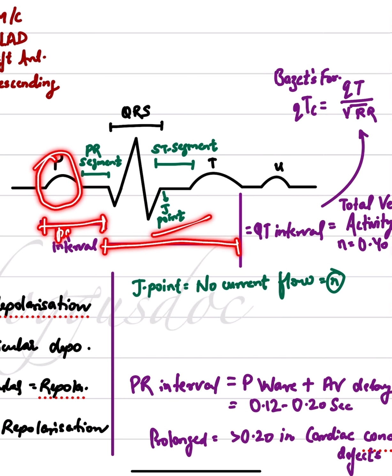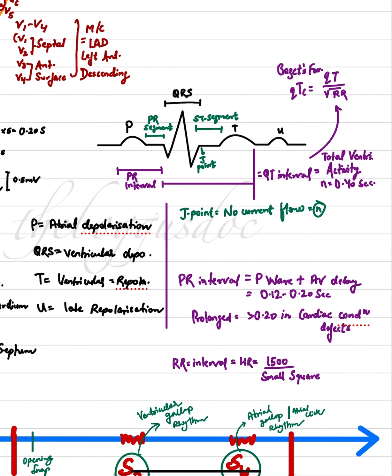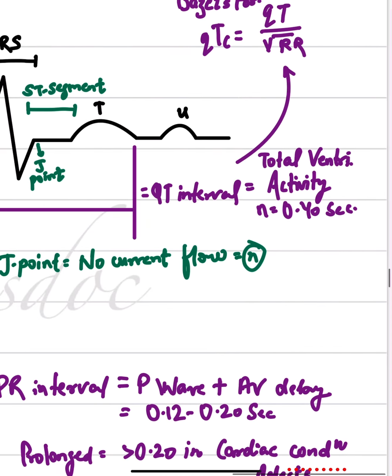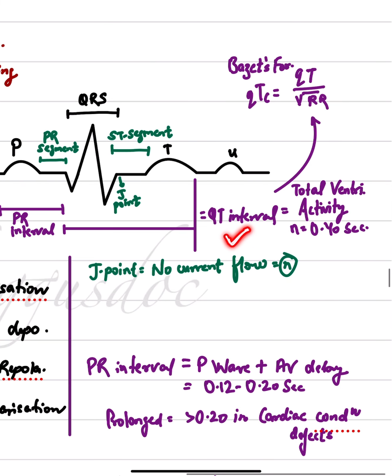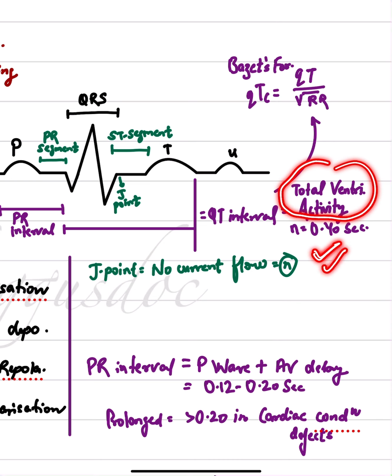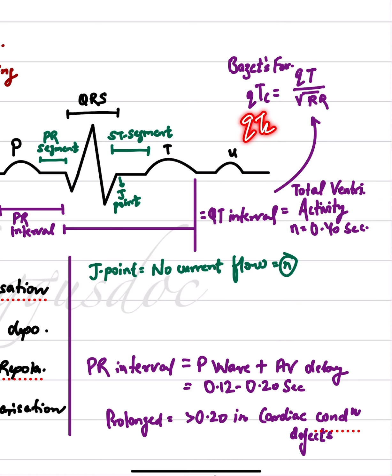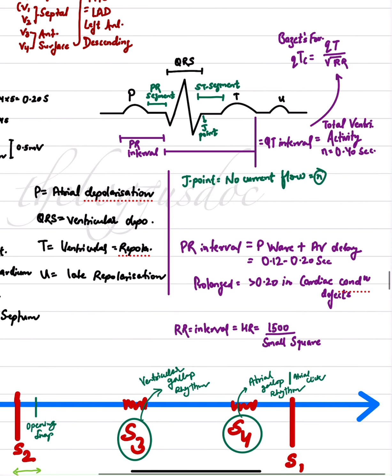In the PR interval, we will see the P wave. In the QT interval, we will see the QRS and the T wave. The QT interval represents the total ventricular activity: ventricular depolarization and ventricular repolarization. It is normally 0.40 second. The corrected QT interval is the QT interval divided by the square root of RR. Corrected, because in many patients the RR intervals are not equal. This formula is known as Bazett's formula.